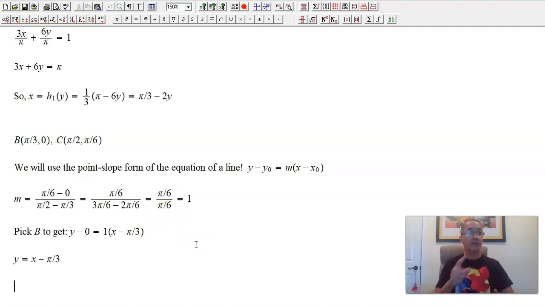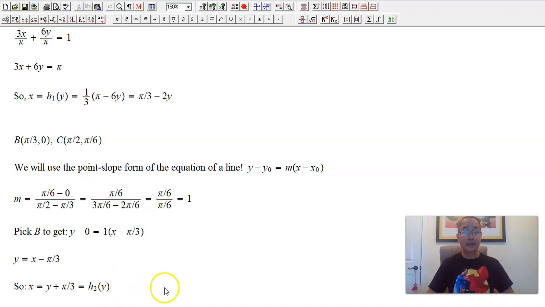As before, we need to solve for x. So x equals y plus pi over 3. And this is our right curve. So this is our h2 of y. All right, excellent. So we have the equation of the entry curve and the exit curve. They're line segments, they're not exactly curves, but we'll say curve anyway, because in general, they could be curved.